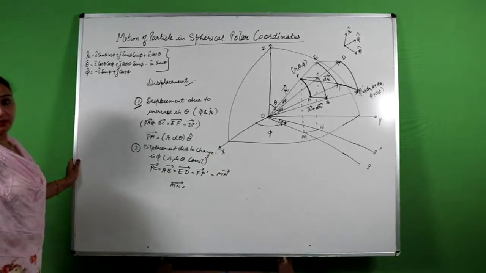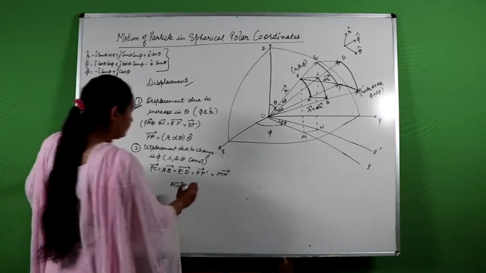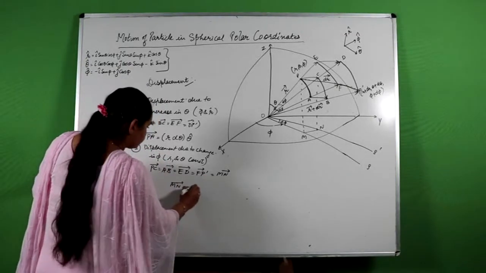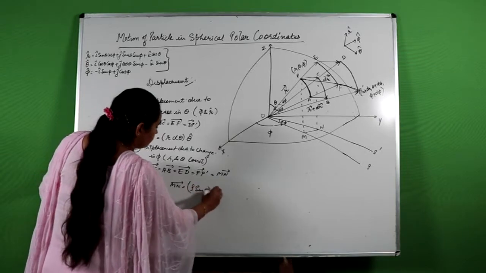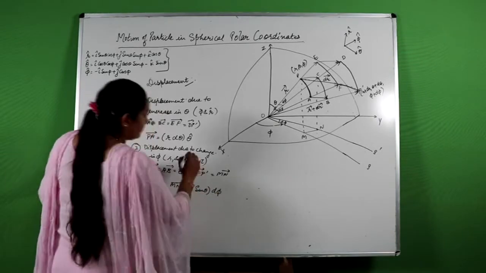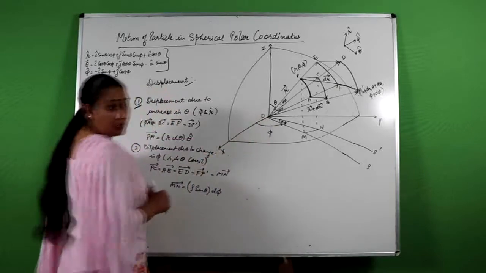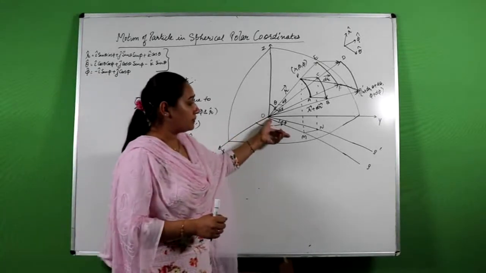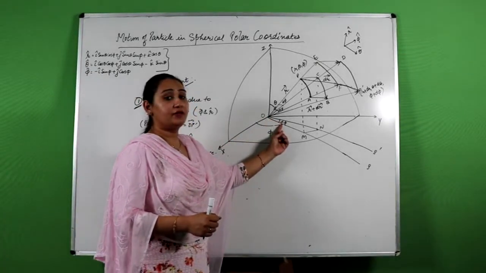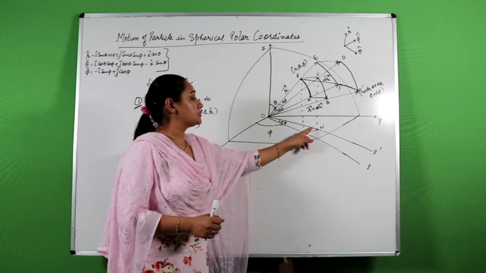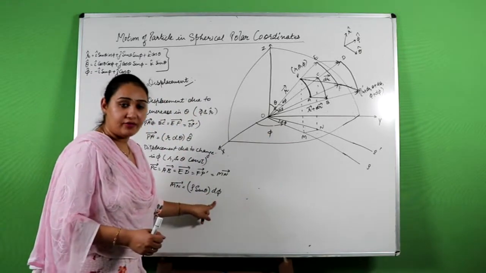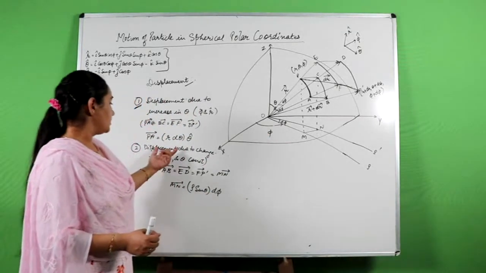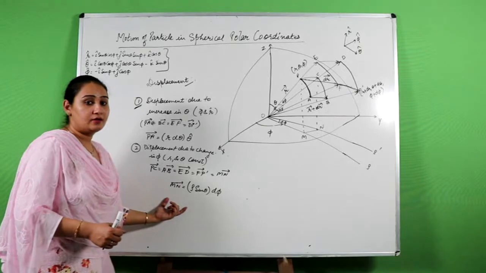What will be the value of Mn? Mn will be your rho sine theta, this OM with d phi. So if I consider this as a small arc, this is rho sine theta d phi. So this will give me displacement due to change in phi.